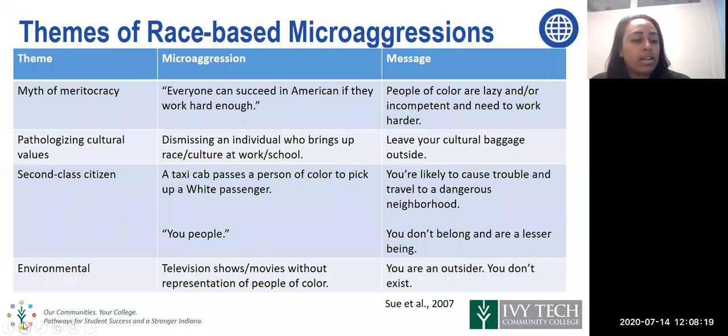An additional theme here for race-based microaggressions is environmental. Television shows and movies without representation of people of color. Again, the message here is, you are an outsider, you don't exist.